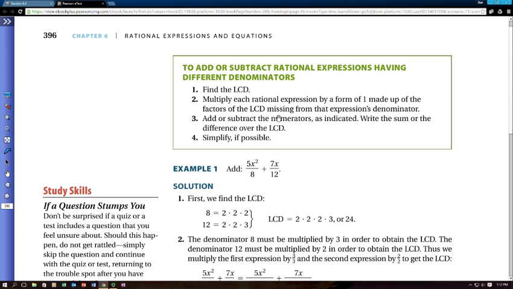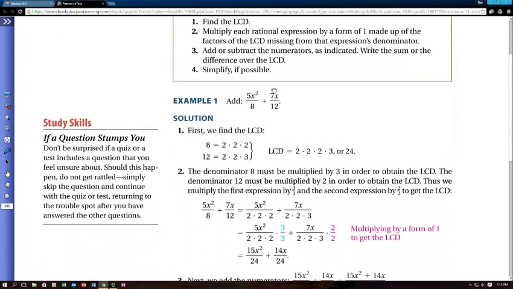It says multiply each rational expression by the form of 1 made up of the factors of the LCD missing from the expression's denominator. 3. Add or subtract numerators as indicated. Write the sum or difference over the LCD. In other words, just to sum this up, make the denominators the same. Once I have the same denominator, then I just add or subtract those numerators. So look at example 1 here.